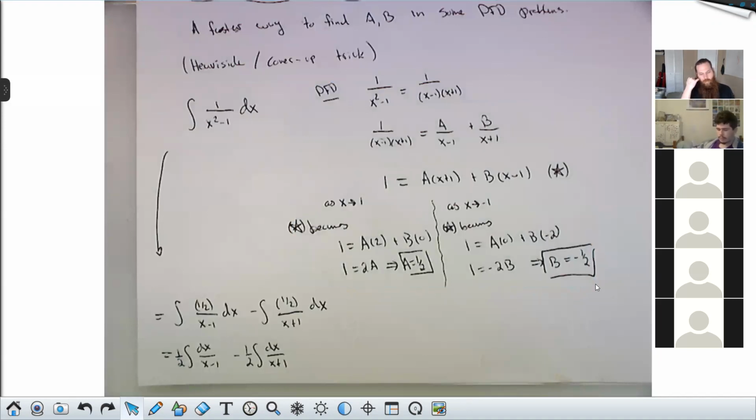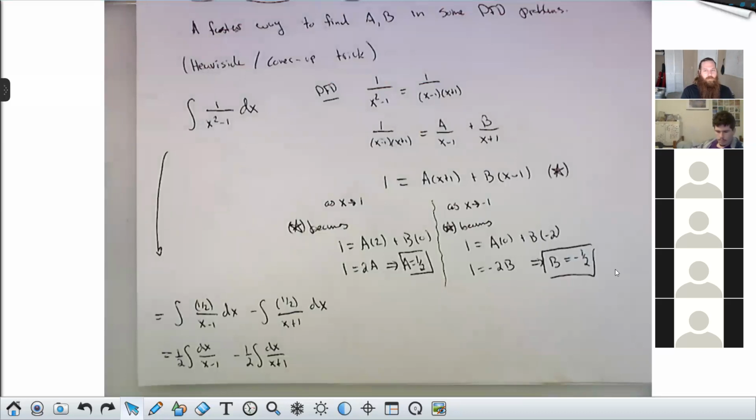So in each of these PFD problems, we've been able to factor the denominator all the way down until you just have simple non-repeated linear factors. What happens if you have a repeated linear factor like x minus 1 times x minus 1? Turns out it requires a little bit more love than you might think.